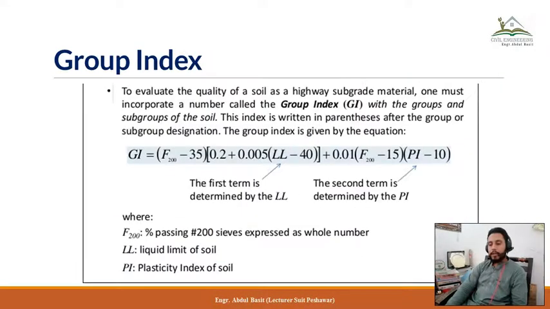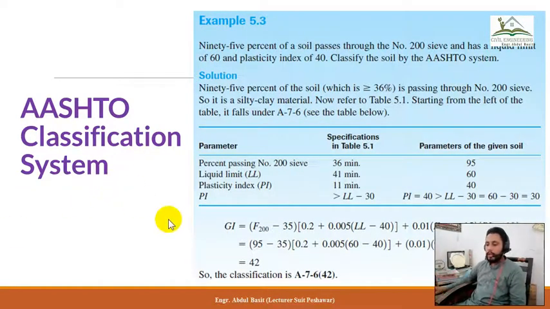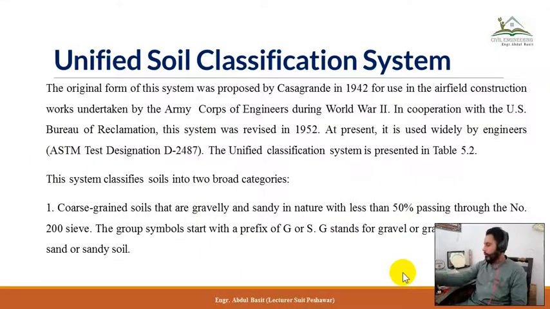The next headache will be to calculate the group index. The group index should be calculated by this equation. Simply using this 95 over here, the percentage passing through sieve number 200, liquid limit is 60, so put 60 over here and 95 over here and then 40 over here. So you will get 42. So the final soil classification for this soil sample will be A76, with a group index of 42. This is the complete designation of the soil according to the AASHTO classification system. I hope you got that.